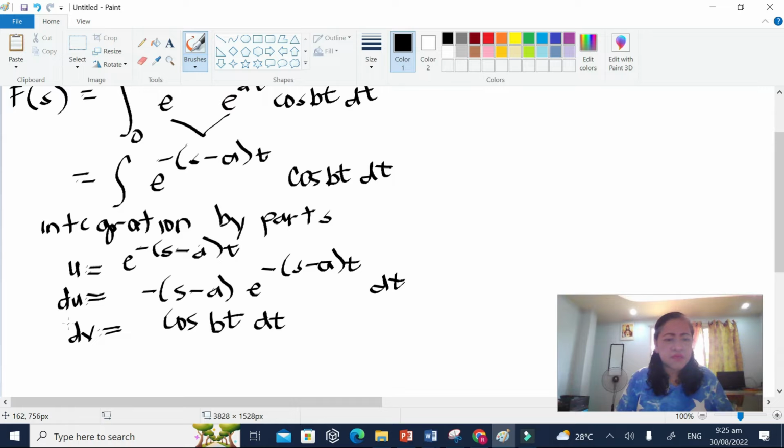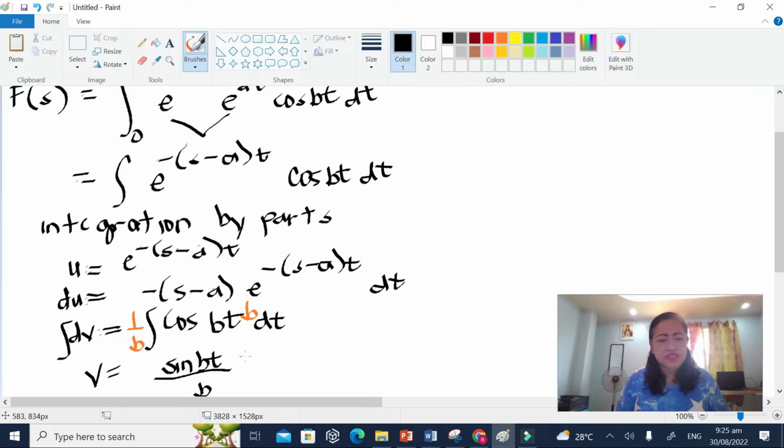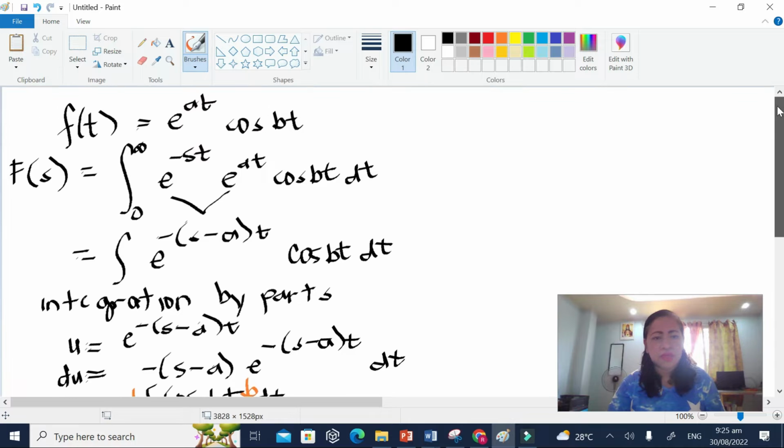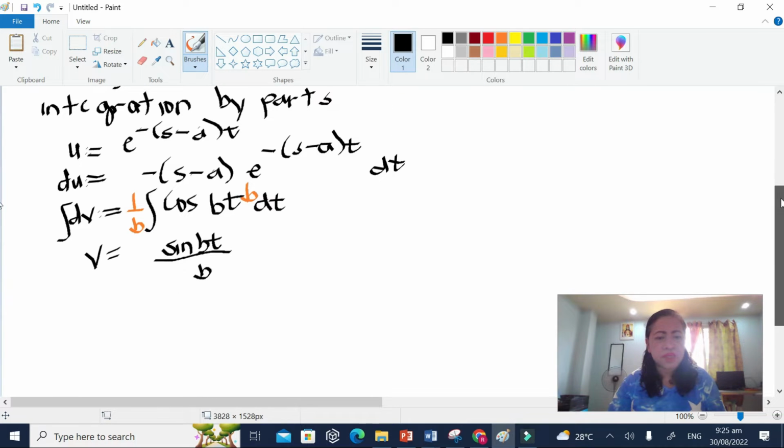To solve for the value of v, let us integrate this, so that will be sine of bt. The integration here is not complete, so it lacks the constant b. If we introduce b, we have to introduce here 1 over b. So this is now a complete integral function. This will now become sine of bt divided by b, so that it will be positive. We have completed the requirements for the integration.